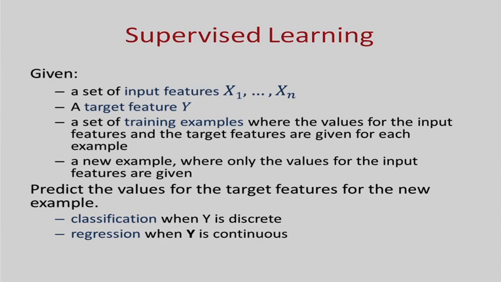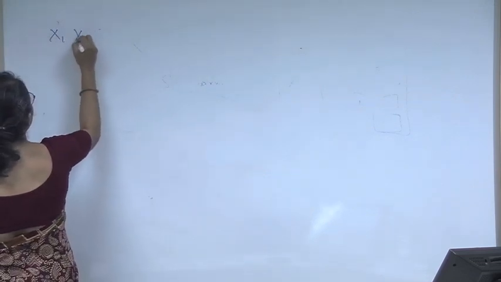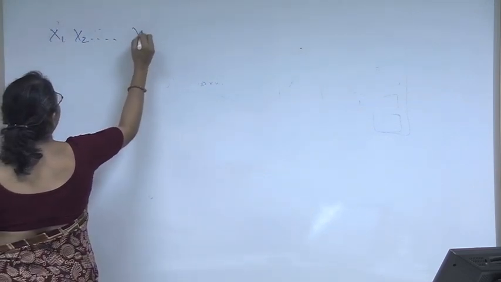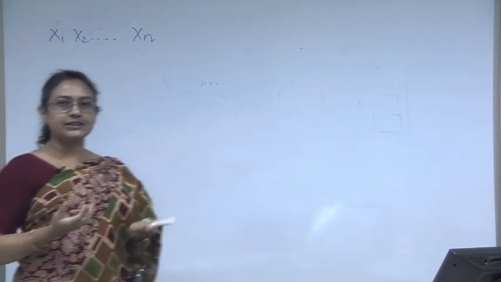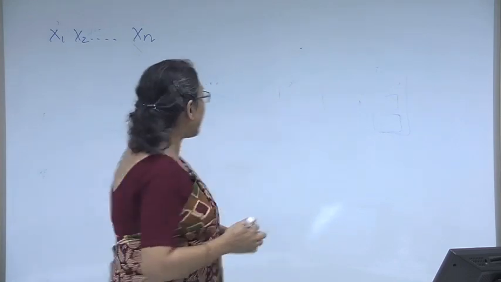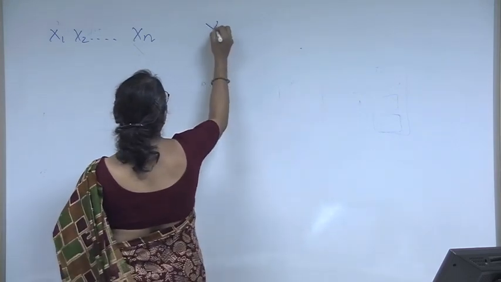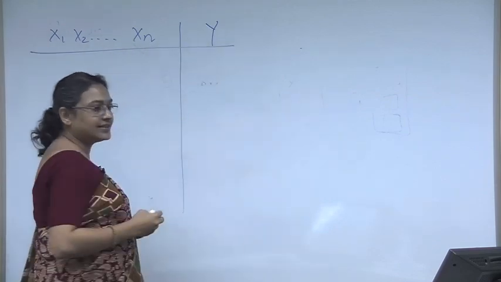In supervised learning, you have a set of input features. So, what you have is some features x1, x2, xn. These are the features with respect to which you describe the instances, and you have a target feature y, and you have several instances.